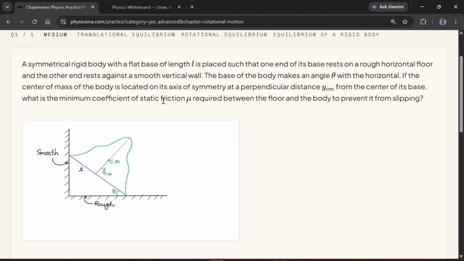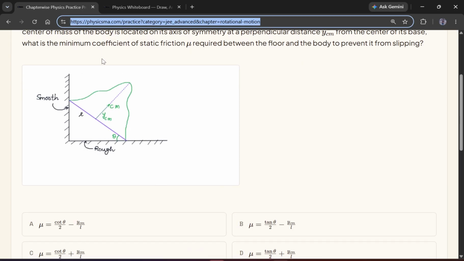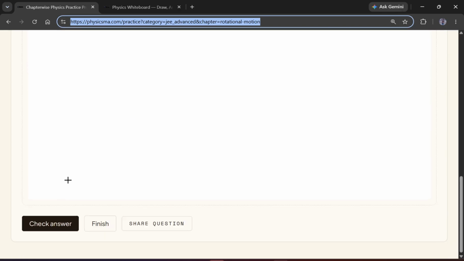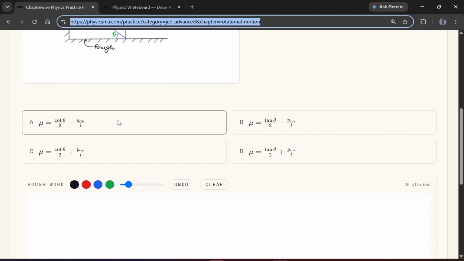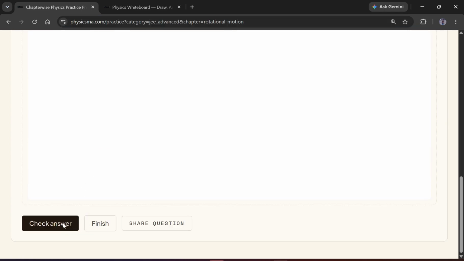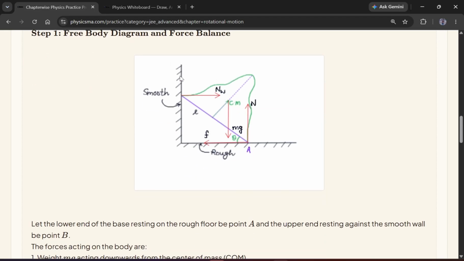What is the minimum coefficient of static friction mu required between the floor and the body to prevent it from slipping? So we have to avoid slipping. What should be the minimum value of mu so that this body does not slip? Let's solve this question over here. Now let's discuss the solution. We know this is going to be the answer, so I'm going to check the answer. You see here what I'm doing.